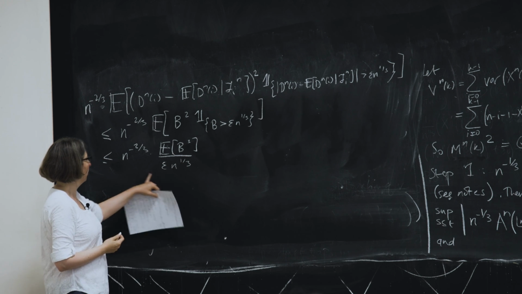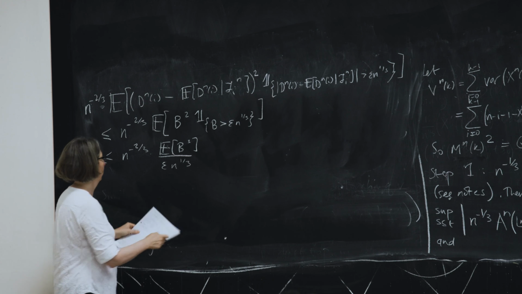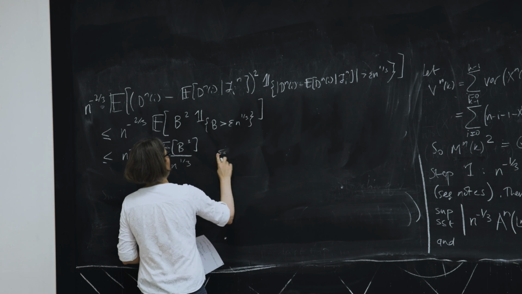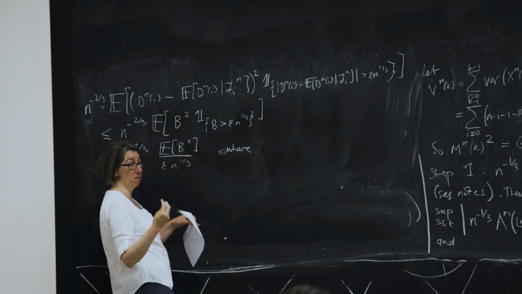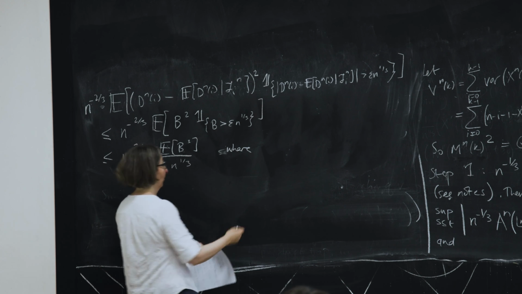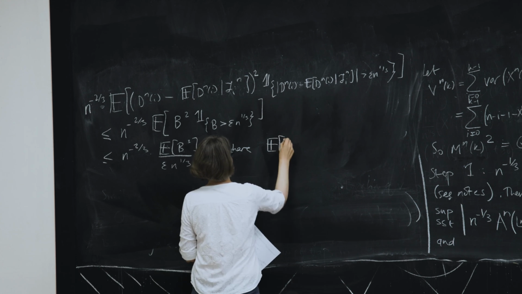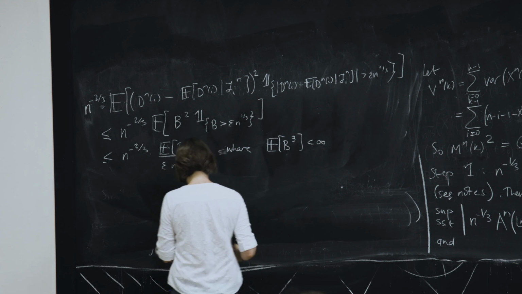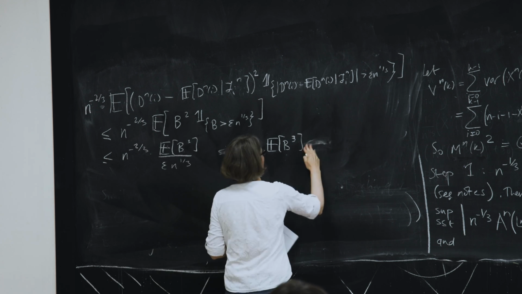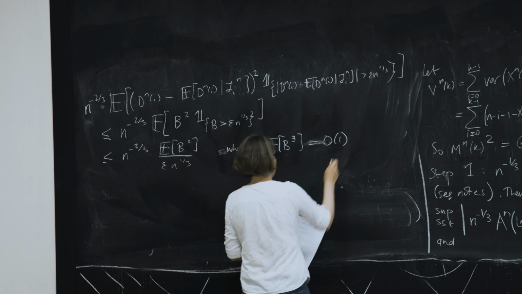Okay. And so in particular, again, this is a binomial random variable with mean basically 1, right? So it's certainly got a finite third moment. Okay. Well, let's say it's order 1 in n.